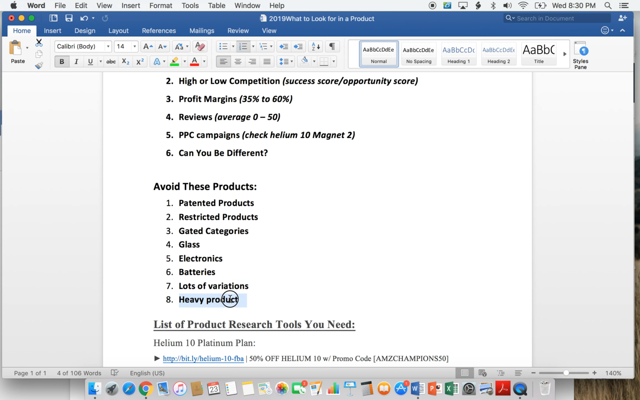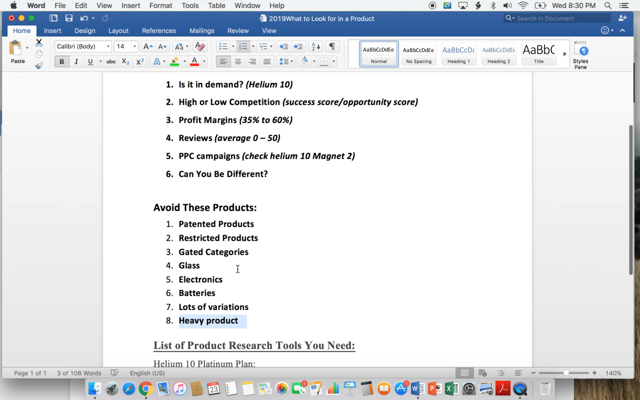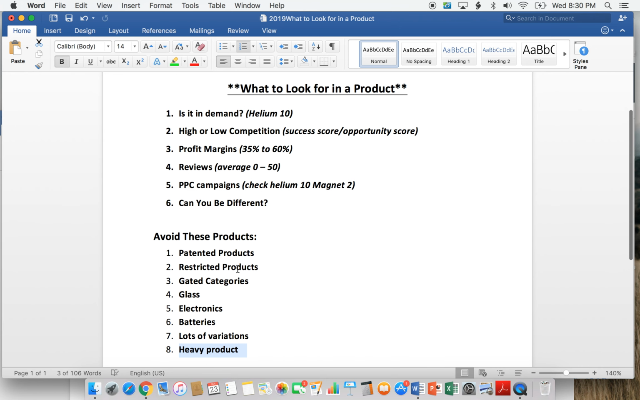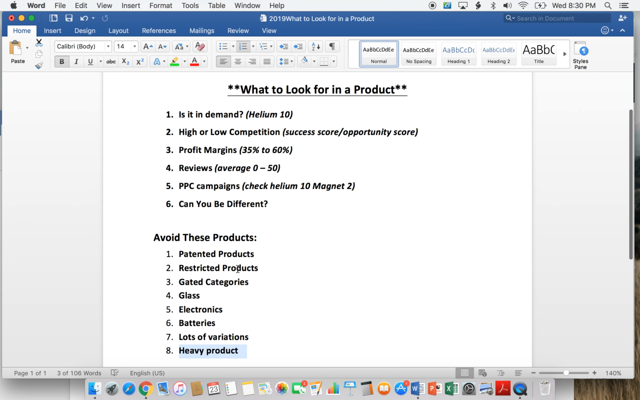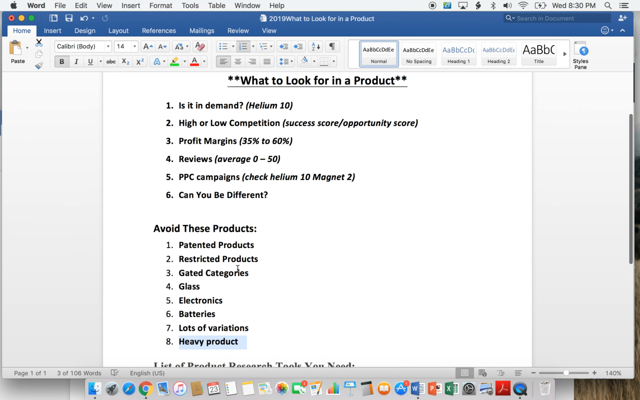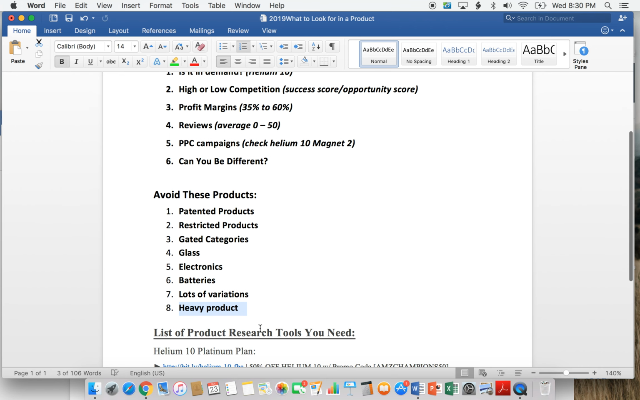And then 8, heavy products. The reason why I say that is it's just more expensive to ship. And if you're willing and you have more money to invest, and if you find a heavy product that's profitable, that's in a good market, then I would say go for it. But for the most part, heavy products are just going to be a little bit more expensive to ship. So that is basically an overview and the most important things when it comes to product research. And again, product research is the key to success.